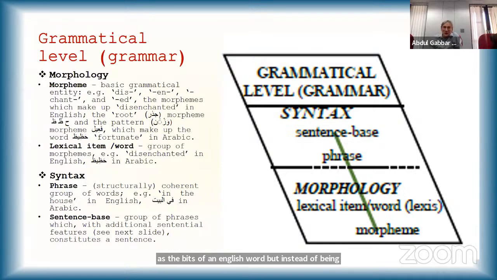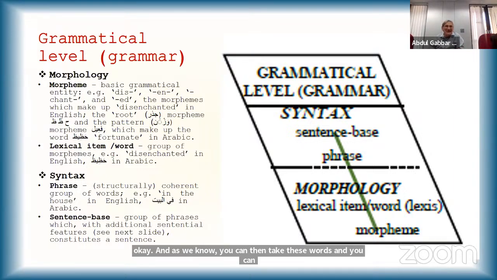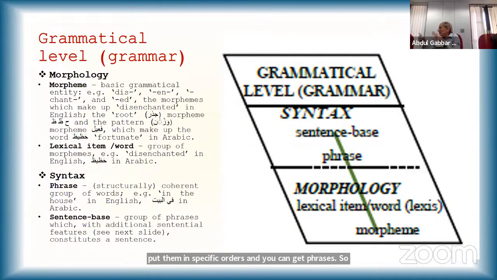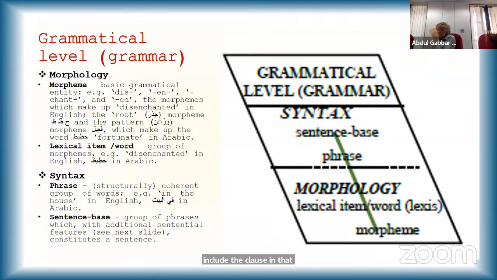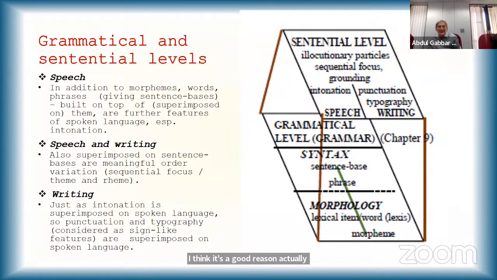So, okay, and as we know, you can then take these words and put them in specific orders and you can get phrases. So you get in the house with bait or whatever. So you can then build up, and of course you can also include the clause in that. And you get to something that sometimes is called a sentence. And I think it's a good reason actually to probably call it a sentence base. And the reason for this is that actually in writing, and in speech, there are things that go on beyond the simple aspect of syntax.